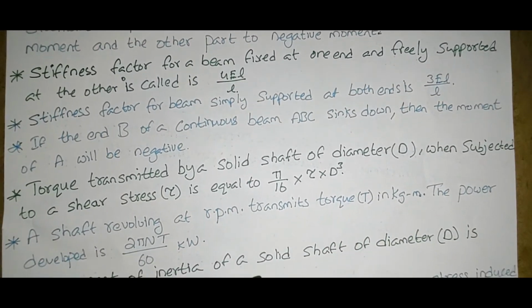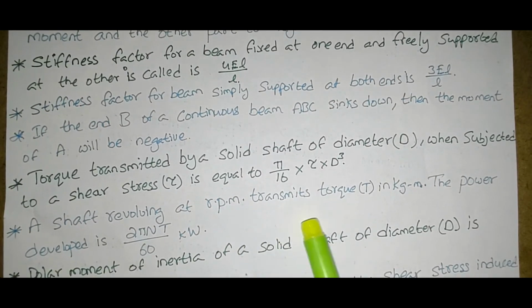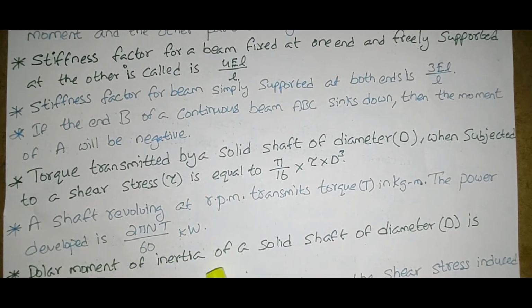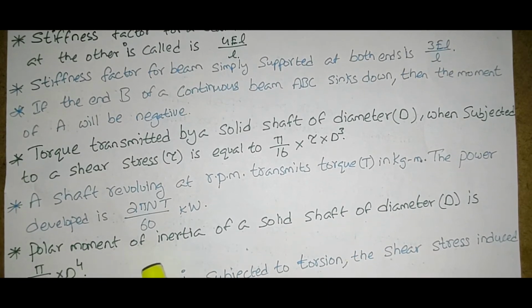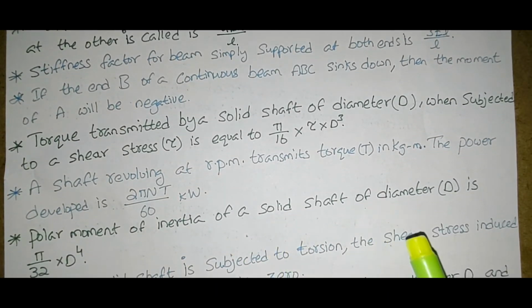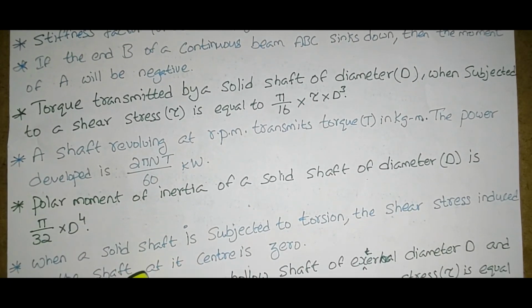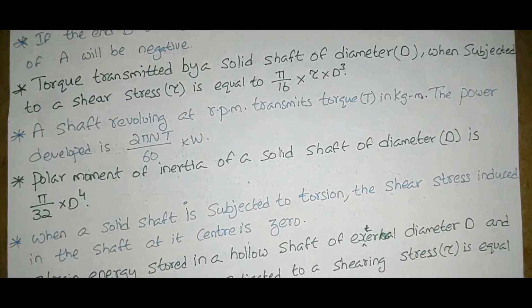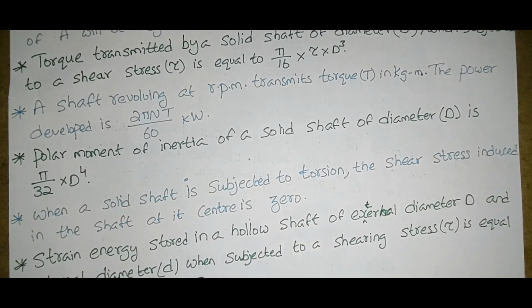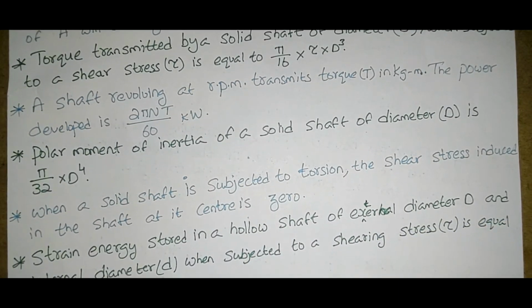A shaft revolving at N RPM transmits torque T in kilogram meter. The power developed is 2 pi NT by 60 kilowatts. The polar moment of inertia of a solid shaft of diameter d is pi by 32 into d to the power 4. When a solid shaft is subjected to torsion, the shear stress induced in the shaft at its center is zero.